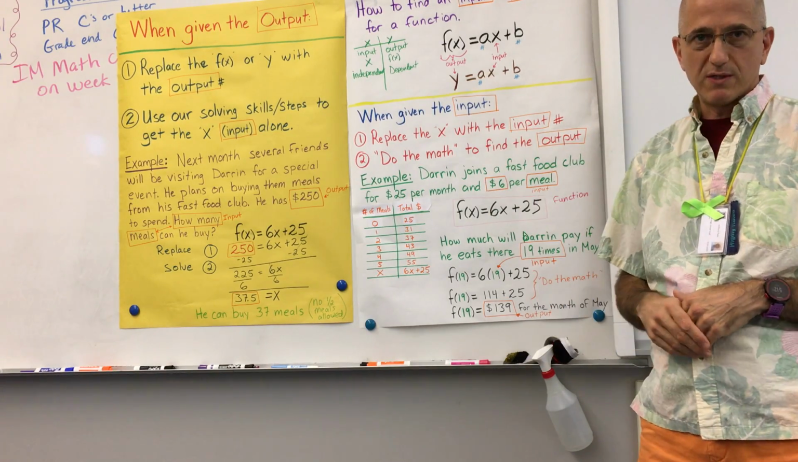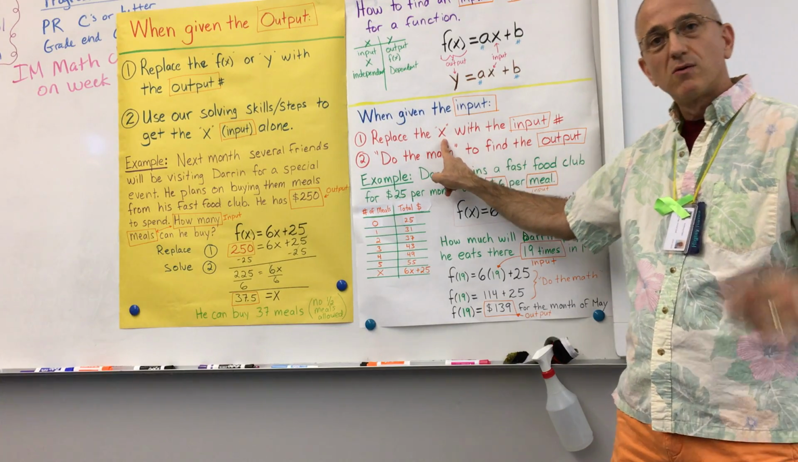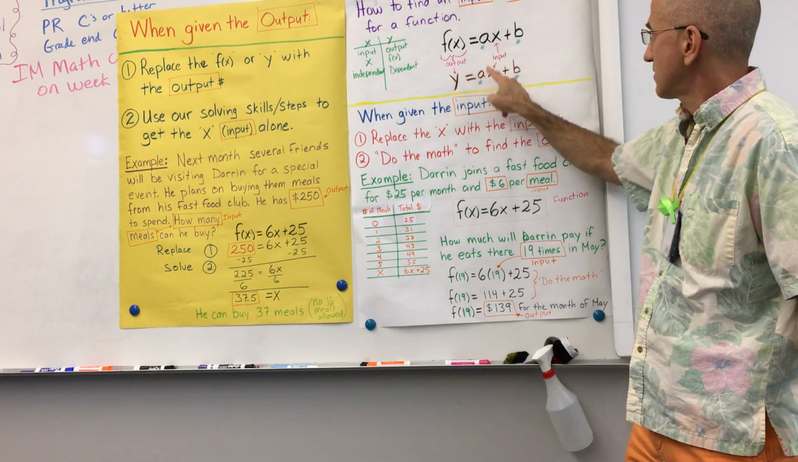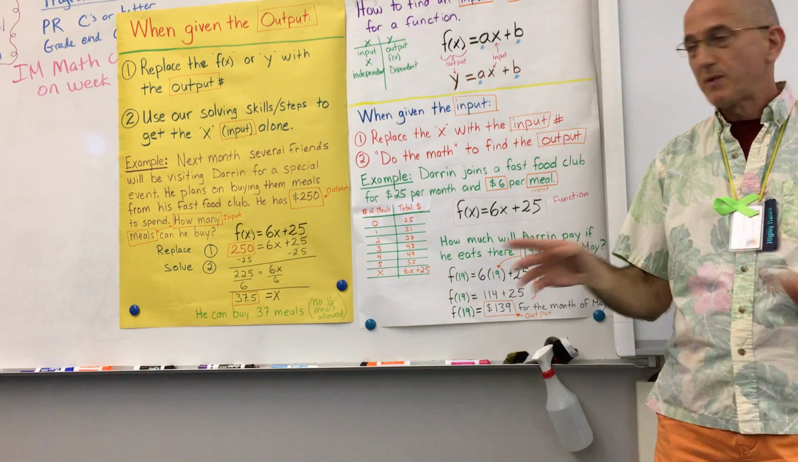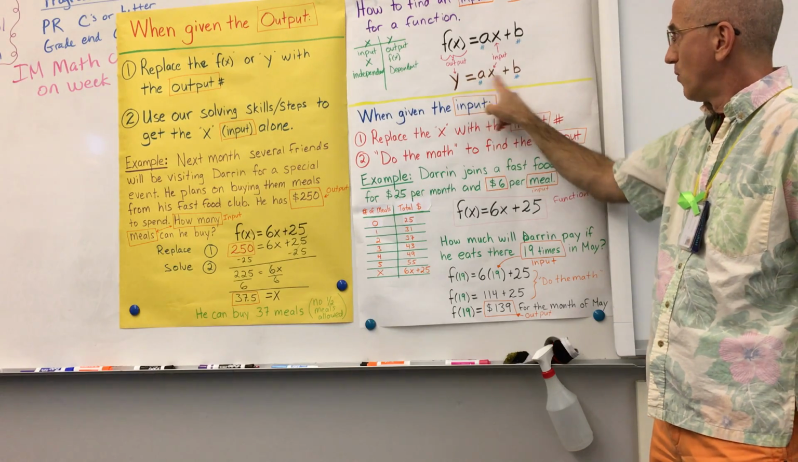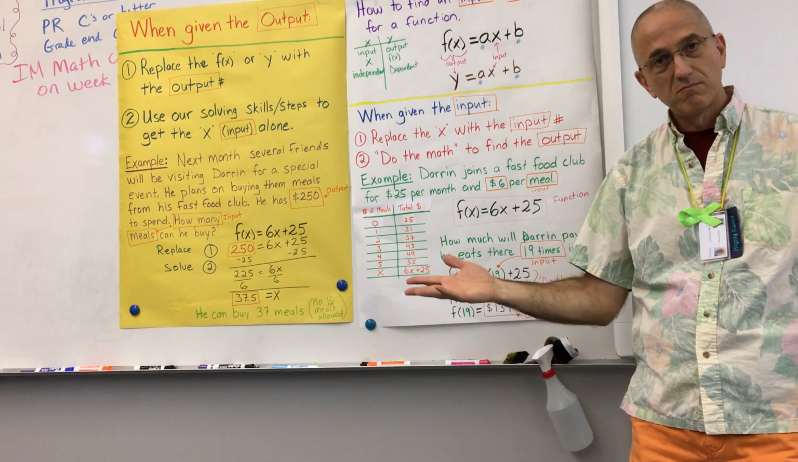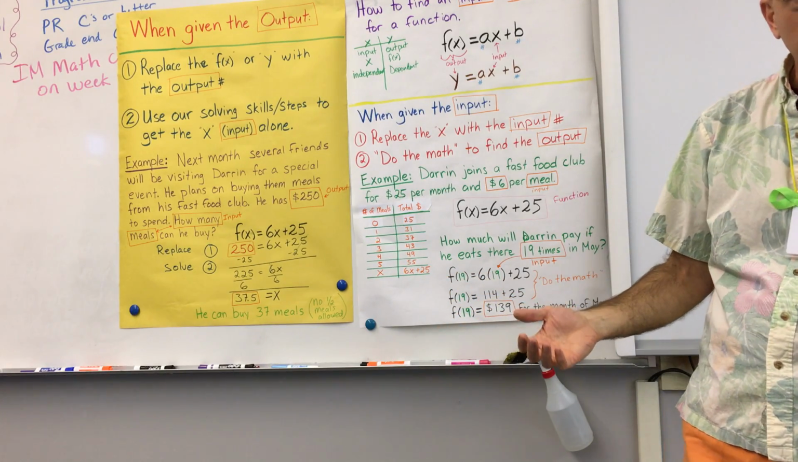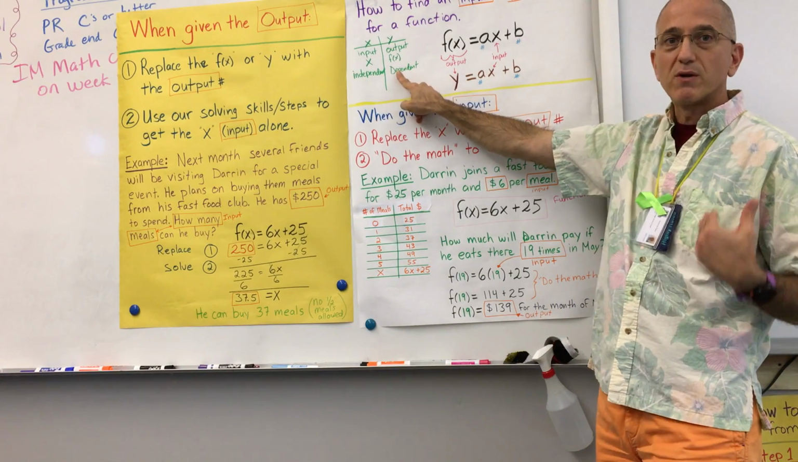If I give you an input, you've got two steps. One, replace the x, that means this x right here, with whatever number I give you. Do the math, that's step two. When you do the math over here, it'll say y equals a number. That'll be your answer. That's now your output.